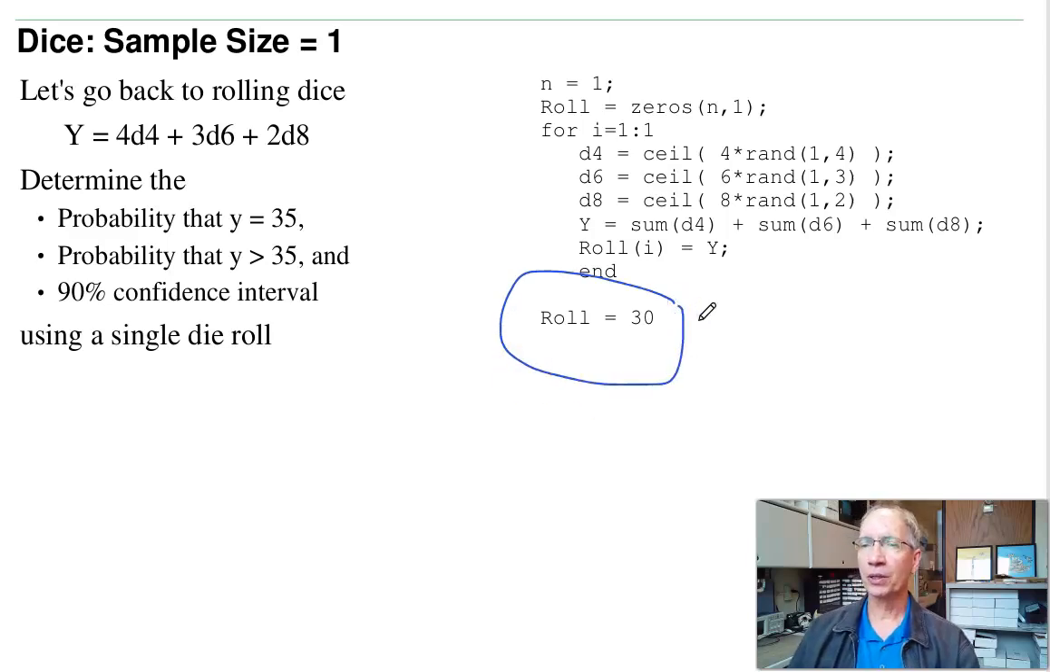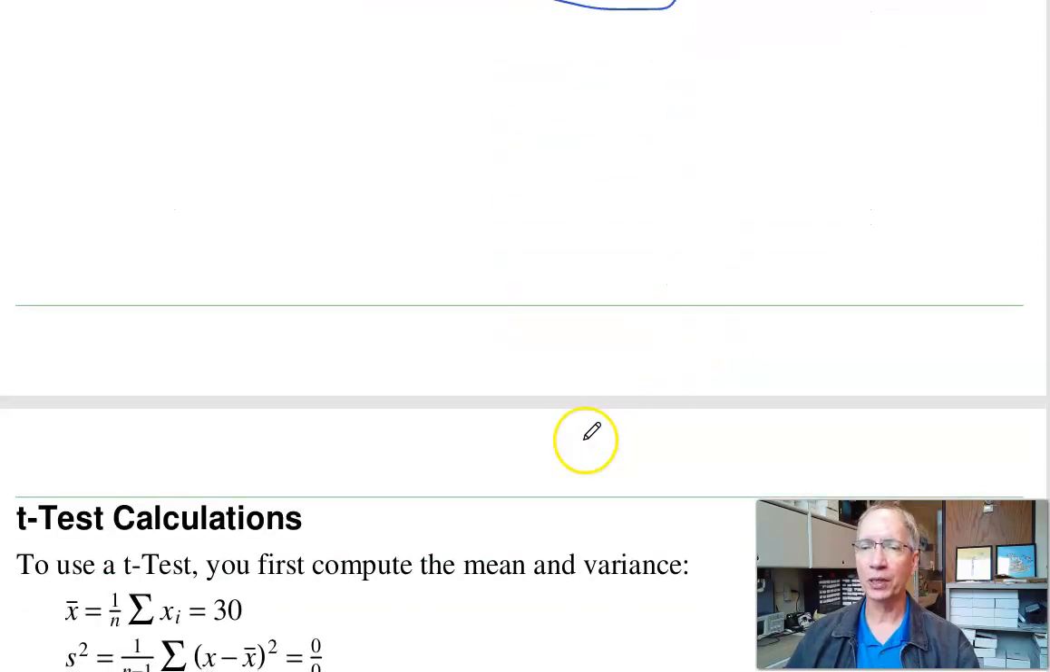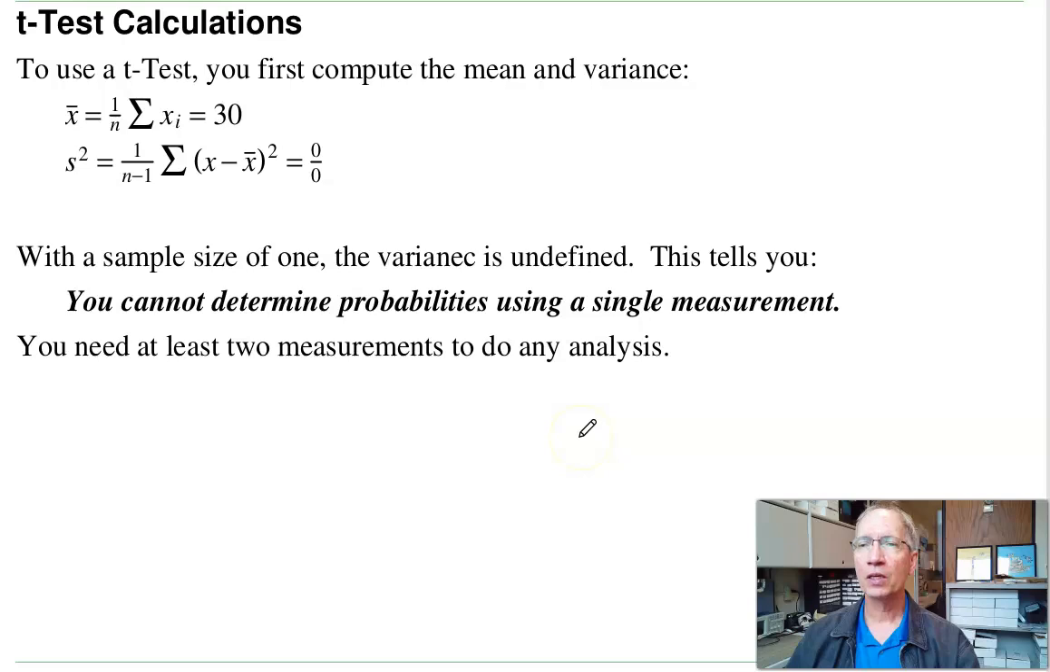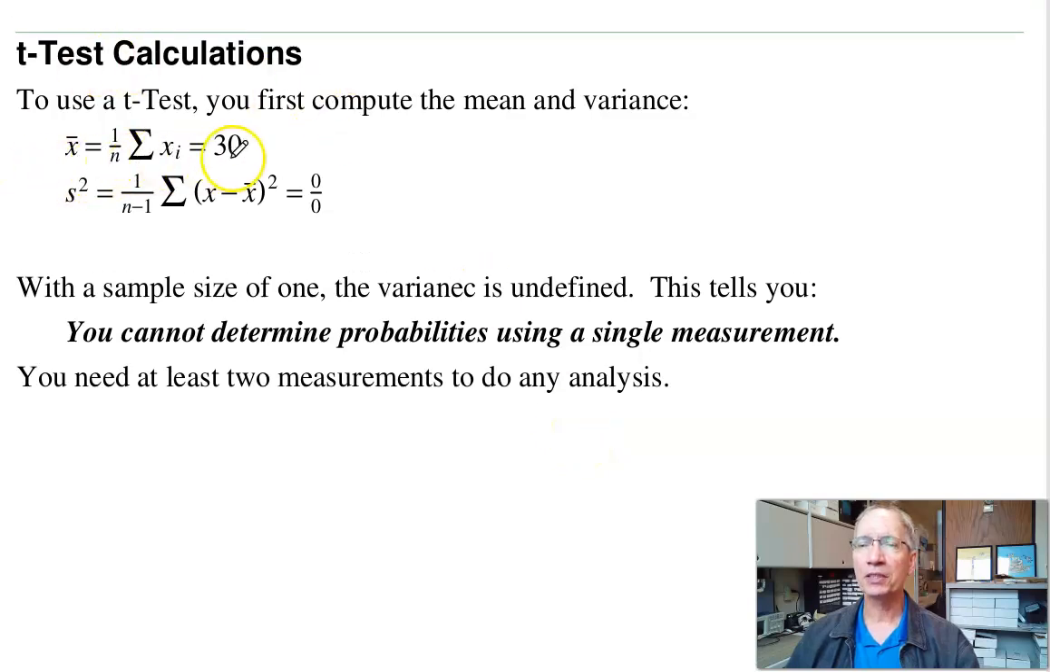From that result, what's the probability of getting 35? What's the probability of getting numbers bigger than 35? And what's the confidence interval? Well, to do that, I need to find the mean, the variance, degrees of freedom, and so on. So here's the calculation. The mean is just the average. The average of 30 is 30.